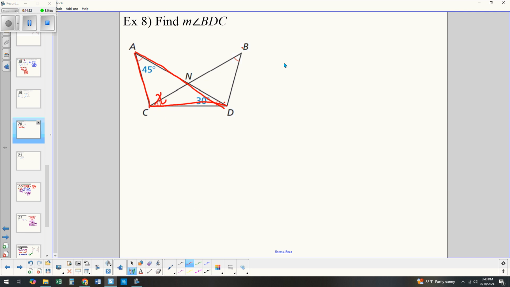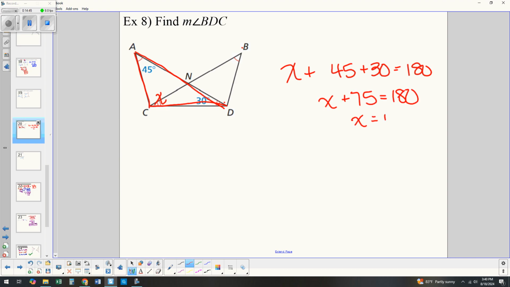So I can say that x plus 45 plus 30 equals 180 using the triangle sum theorem. So I get 105, which means that the measure of angle BDC equals 105 degrees.